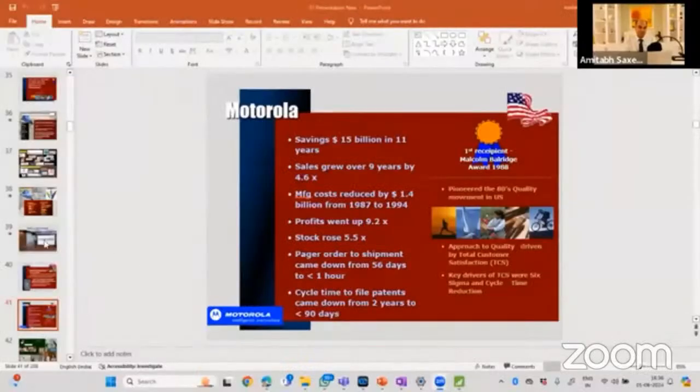So how many of you are aware of waste in the system? The 7 or 8 wastes in the system. How many of you are aware of the 7 or 8 wastes in the system? If you are aware, just say yes. If you're not aware, just say no.